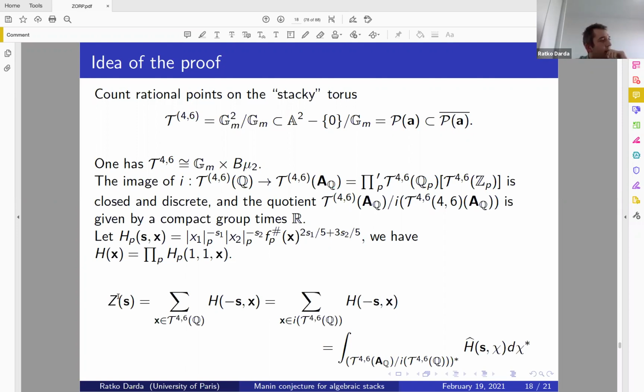So what we want, of course, is to find the height zeta series. We say zeta of s is equal to the sum over rational points of h to the minus s of x. This is the same sum as when x is inside this set. Now here we use a Poisson formula.